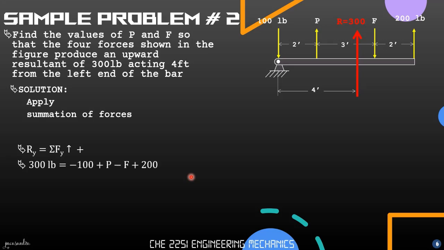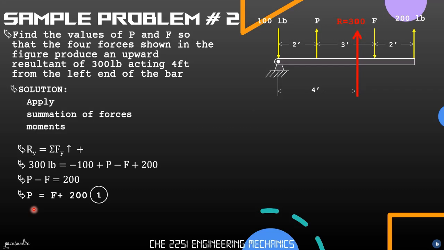So we have 300 equals negative 100 pounds plus P minus F plus 200. Simplifying, we arrive at P equals F plus 200. We have two unknowns, so this becomes our first equation. We need one more equation, and we will take this from our moments.